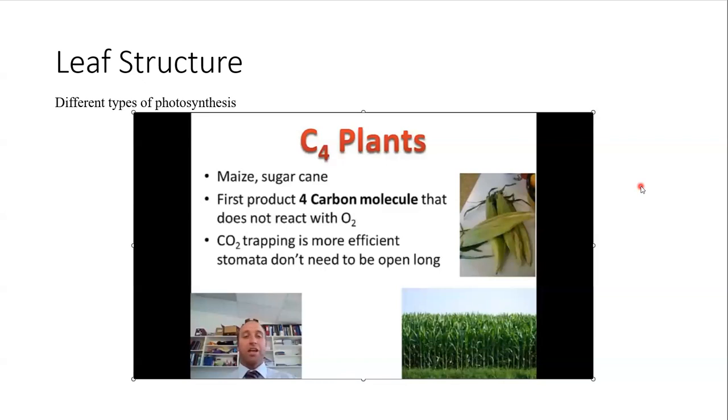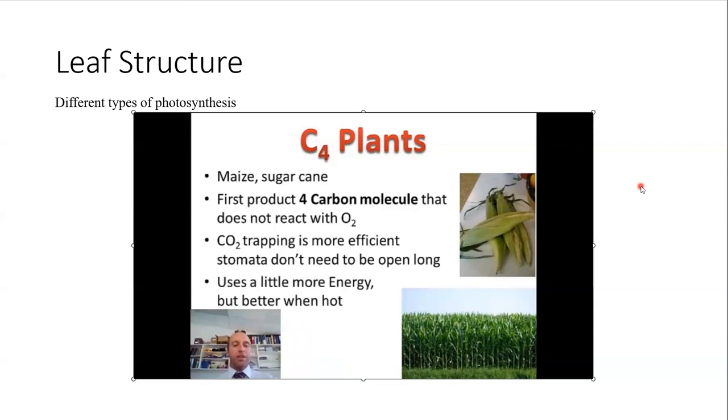Whereas in these plants, they can just open them for short periods of time because they've got a really efficient way of trapping that carbon dioxide by creating this 4-carbon molecule first. I suppose the only real downside is it uses a little bit more energy, but certainly when it's hot, it's an adaptation for these plants, and they're a lot more efficient in overall photosynthesis and their survival by using this method.